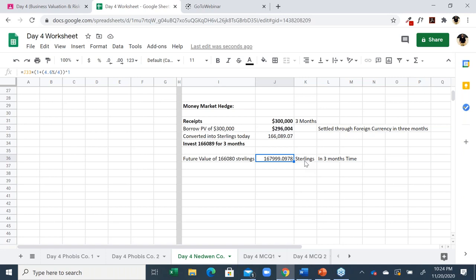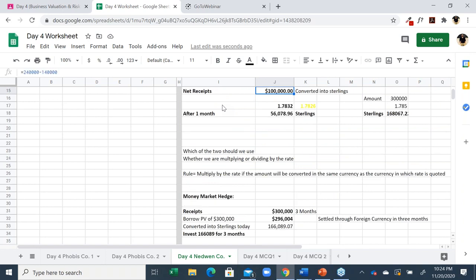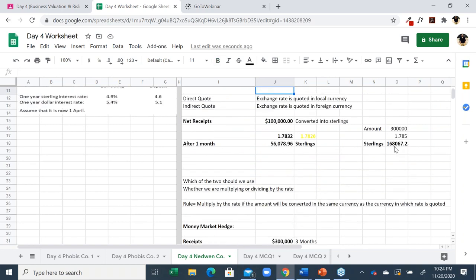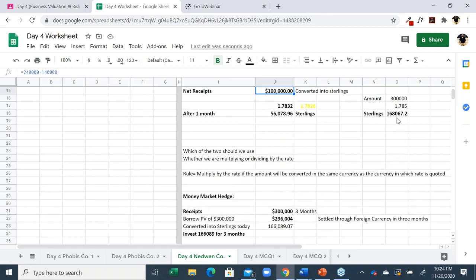Now we have two options: either to have 167,999 if we enter into money market hedging, or we can have a forward rate contract. In that case, we were having 168,067 sterlings. So which option should we choose? 167,999 or 168,067? Though the difference isn't that big, still the bigger answer will be chosen.